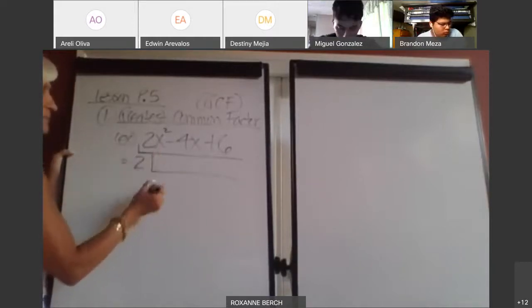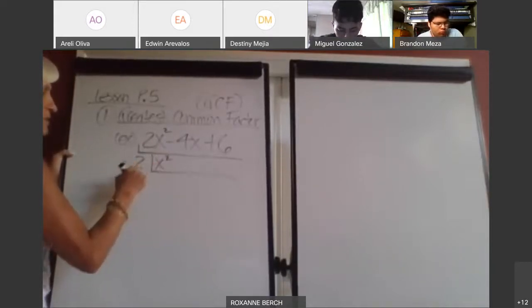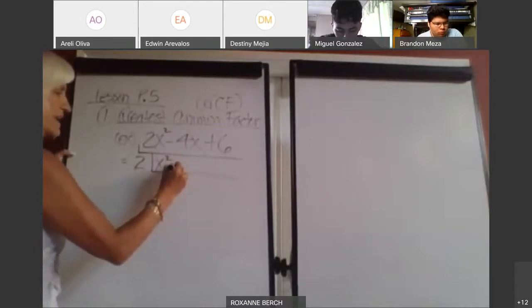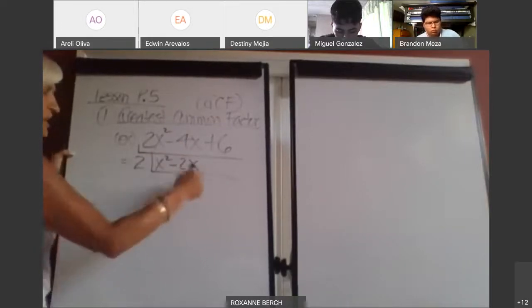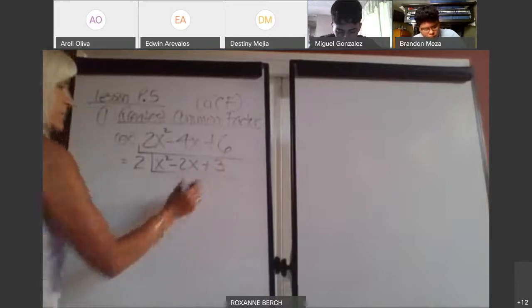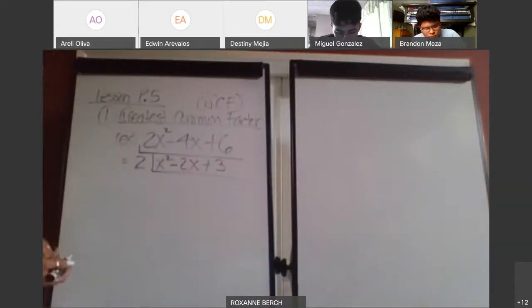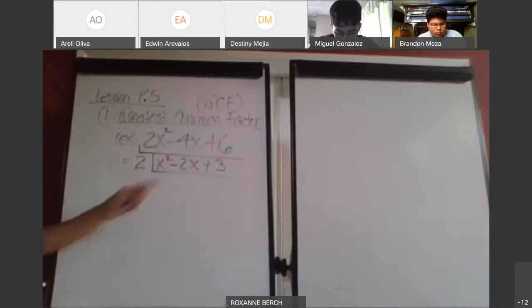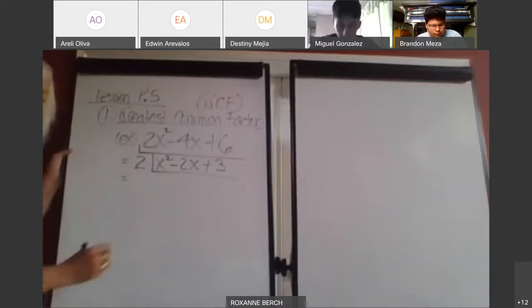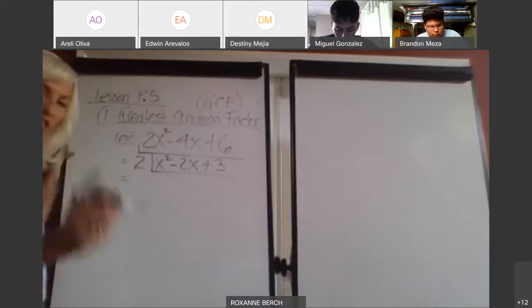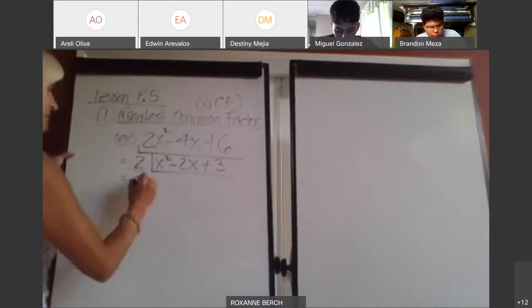2 times what is that? 2 times what is that? Negative. 2 times what is 6? And then we look at this cake layer and go, do we miss anything? Did we get everybody out? Yes, we did. So guess what you just did? You did the distributive property backwards.